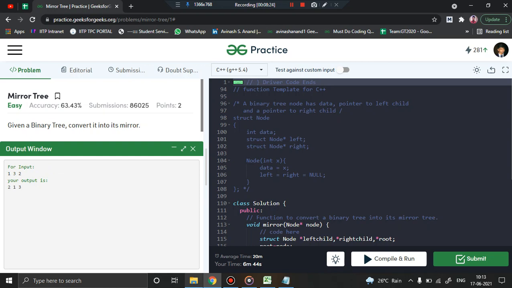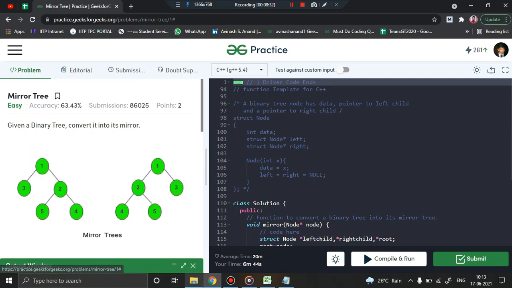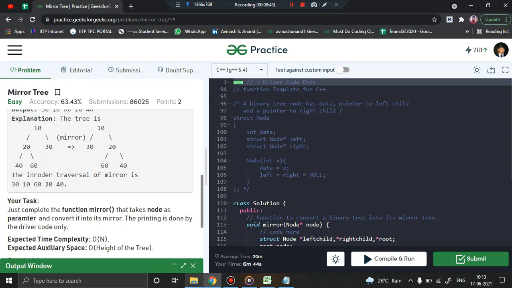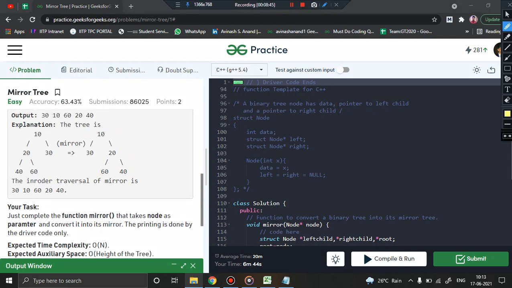Now you see this is basically the in-order traversal, right? So the question had clearly mentioned that we just have to perform the mirror image, and the driver code will do the in-order traversal. So see, we just have to complete the function mirror that takes a node as the parameter and convert it into its mirror. Okay, and the printing will be done by the driver code only. So the driver code is doing nothing but finding the in-order traversal of the mirror image. So this was the tree that I received. My function is basically converting it into its equivalent mirror image, and the driver code is just printing its in-order traversal. That's it. So let us now submit the code.